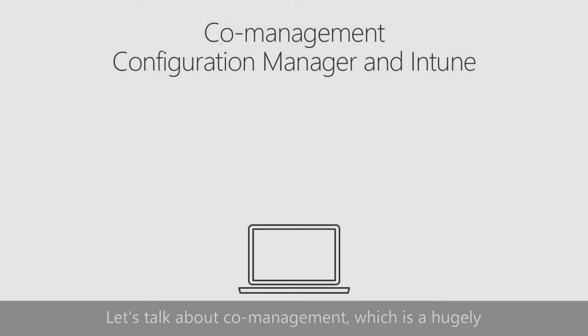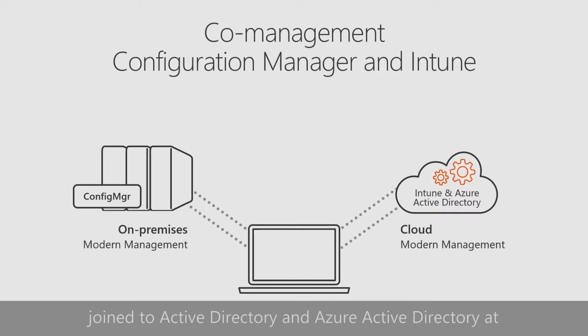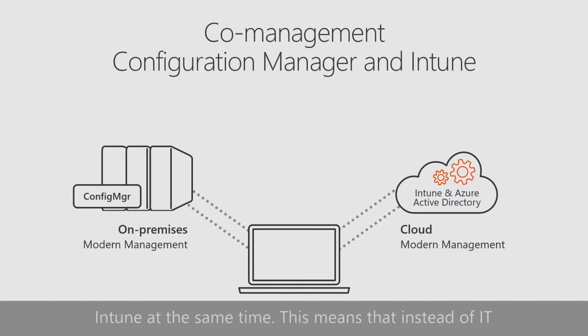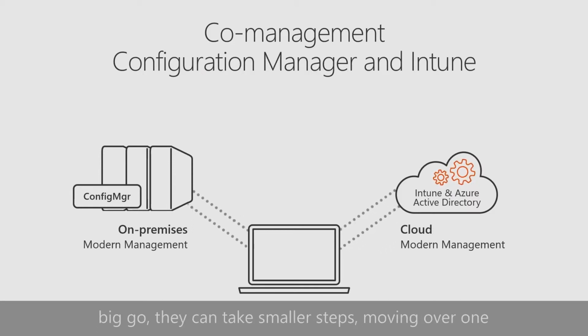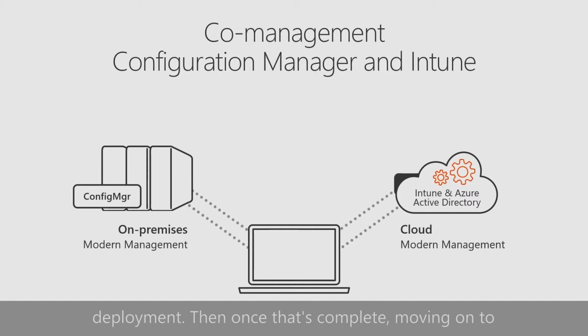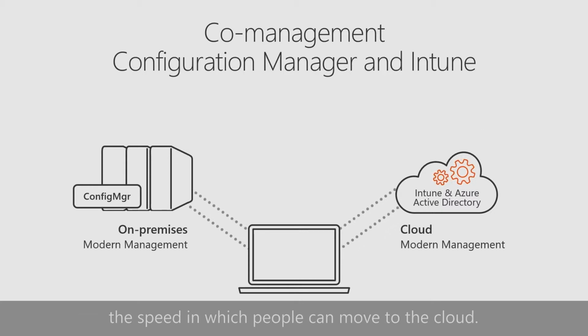Let's talk about co-management, which is a hugely significant feature that's there to help with that transition from Config Manager to Intune. It's where devices can be joined to Active Directory and Azure Active Directory at the same time, and managed by Config Manager and Intune at the same time. This means that instead of IT making that jump from Config Manager to Intune in one big go, they can take smaller steps, moving over one workload at a time. Moving over your application deployment, then once that's complete, moving on to the management of your updates. This really does change the speed in which people can move to the cloud.